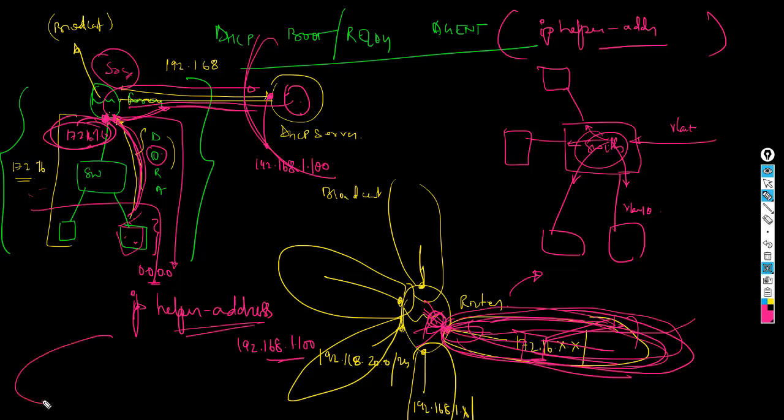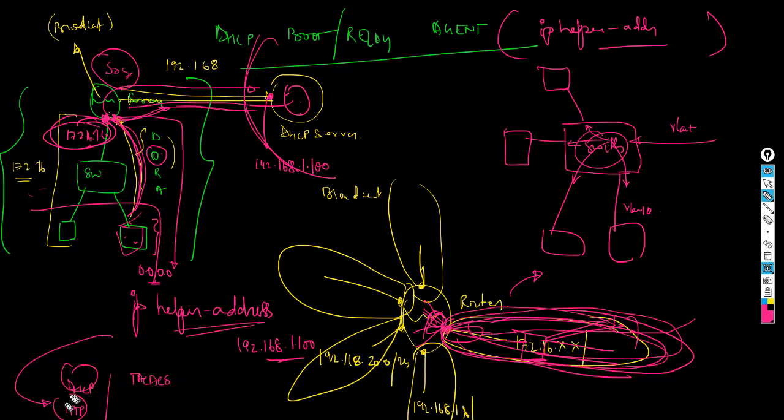Now what exactly is this IP helper address going to do? This command is used for a few protocols. DHCP is one such protocol where we use IP helper address. Apart from DHCP, we can also use it in the case of TFTP, DNS, and also for a TACACS server, the AAA server.